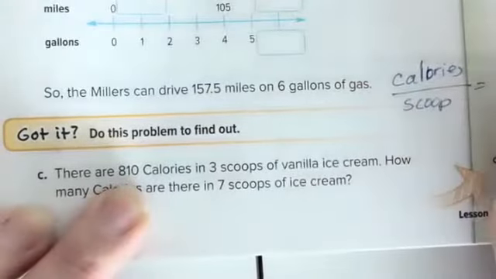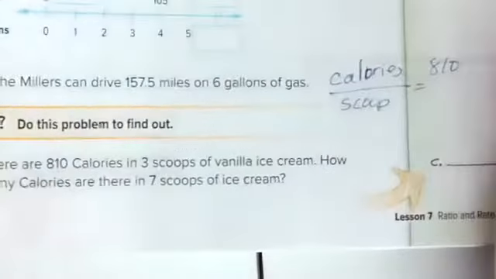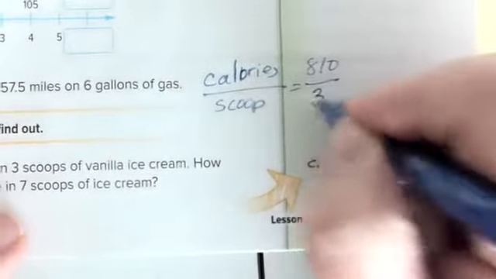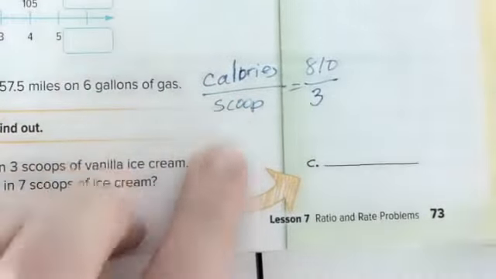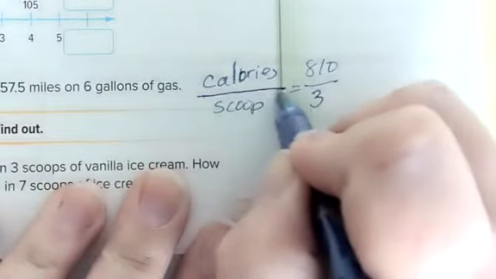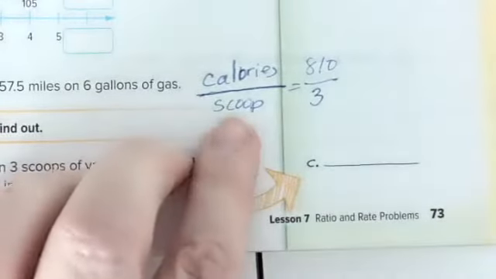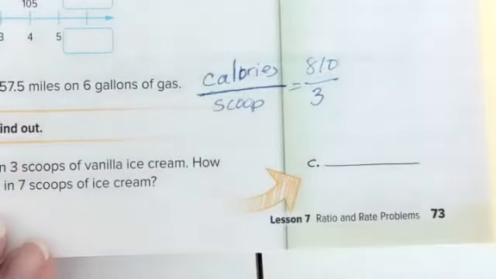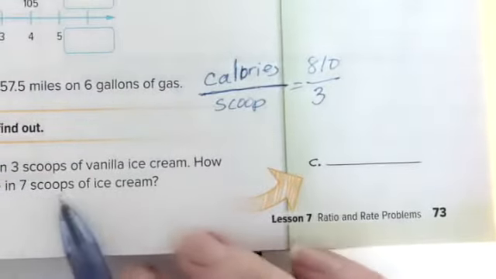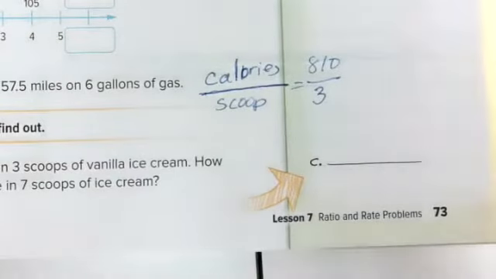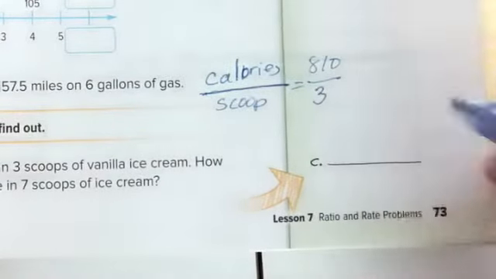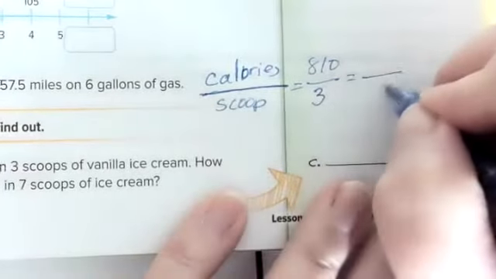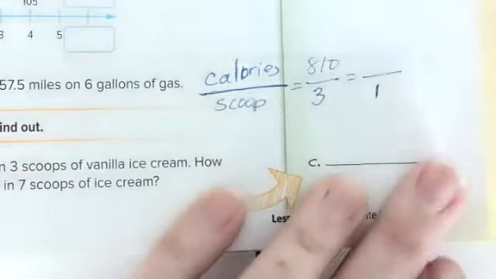And we know that there are 810 calories in 3 scoops. So calories per scoop. And this division line is our per, or the fraction line is our per, and that means divide in math. So 810 calories per 3 scoops. How many calories are there in 7 scoops of ice cream? So I'm actually going to scale this down. I want to know how many calories per scoop. So I'm going to do a middle step here. I'm going to do 1. I want to know how many calories are in 1 scoop.